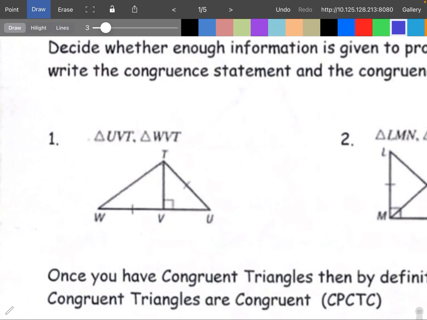If I look at those, I know without a doubt that TV is congruent to TV. So if I'm looking at the left side, I do have side, I do have angle, I have side. But on the right side, I do not have that. I have angle side side or side side angle, no donkeys. So we do not have enough information. They could be congruent, we just don't know.